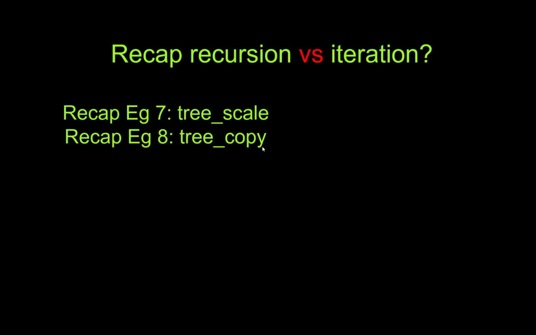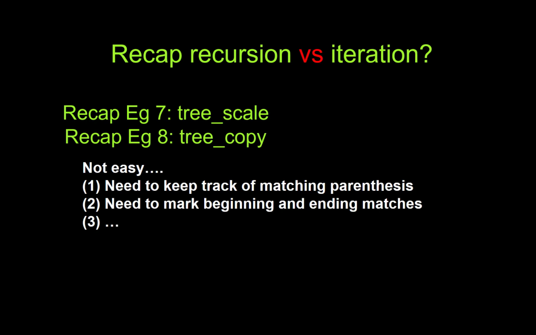What about example 7, tree scale, and example 8, tree copy? Can we do iterative versions for them? This is not easy. You need to keep track of matching parentheses and you need to mark beginning and ending of matches. So iterative solutions for this are challenging exercises to us.